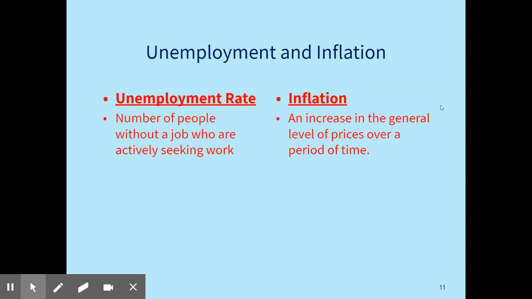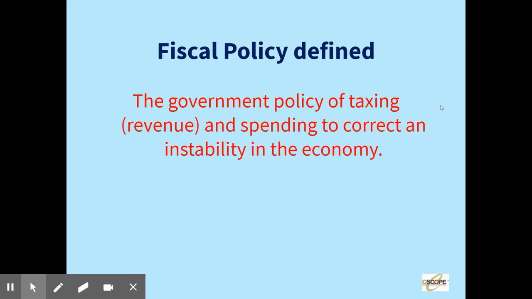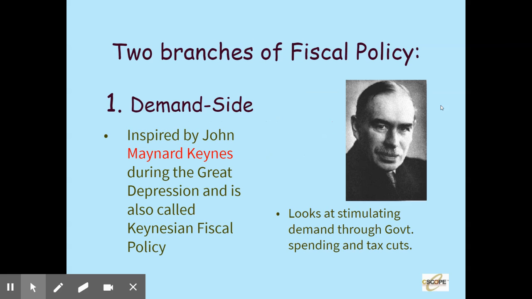Okay, unemployment, inflation, unemployment rate. Here's just a couple of vocab words. I think we've seen these previously, and you see those there. I'm going to keep on moving. Fiscal policy is defined as the government policy of taxing and spending to correct an instability in the economy. Taxation, so we'll talk about taxes here a little bit.